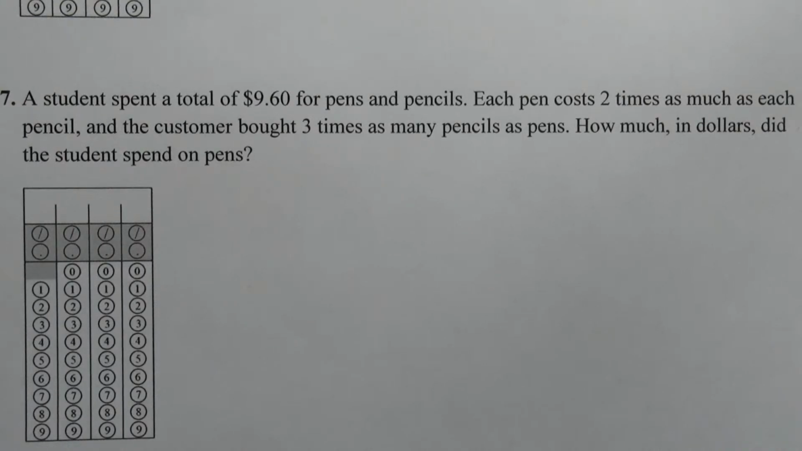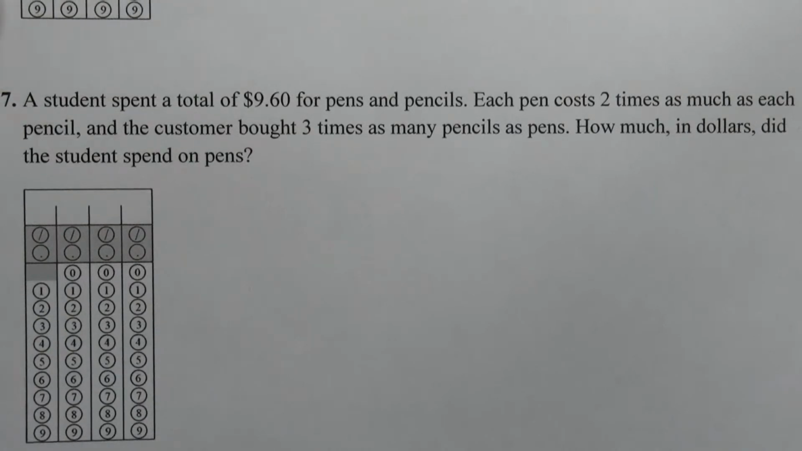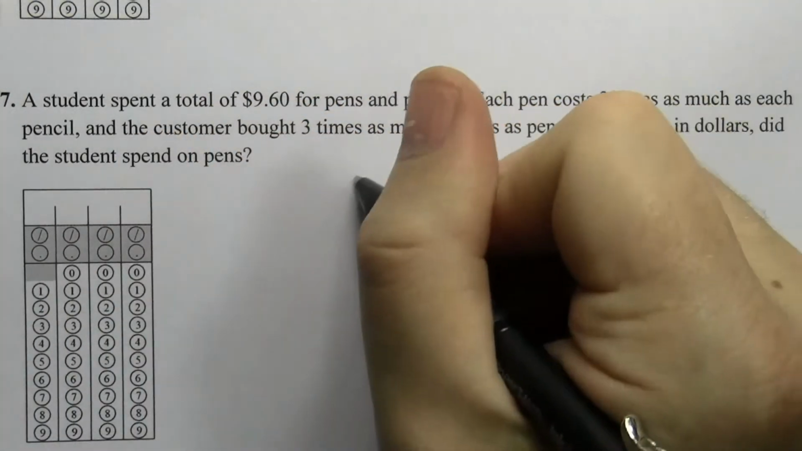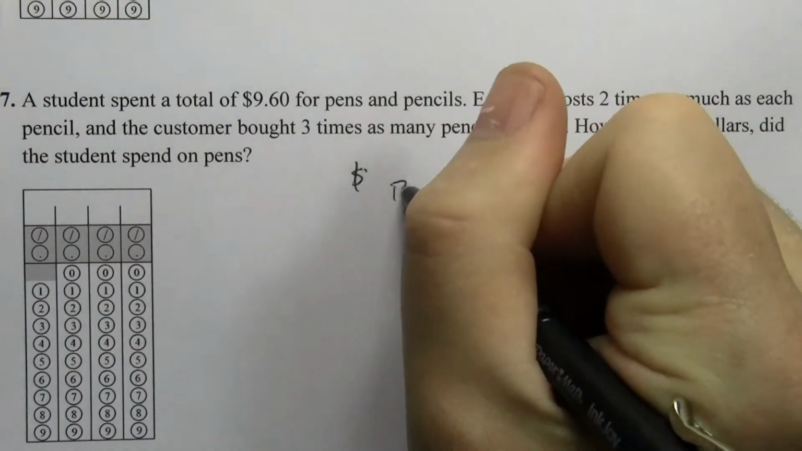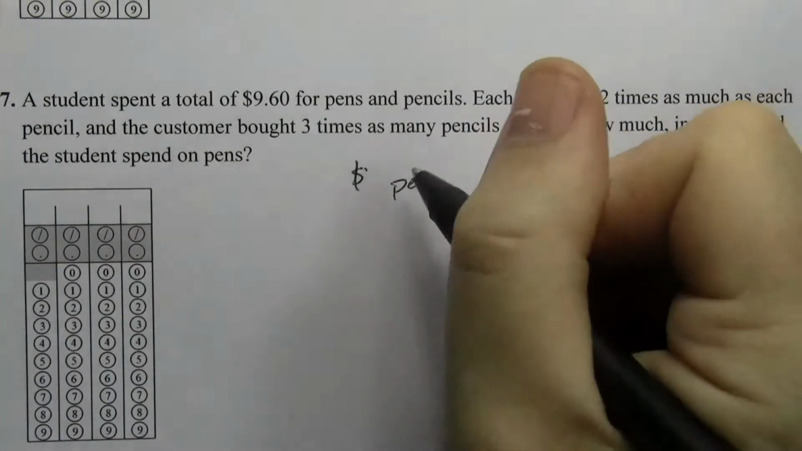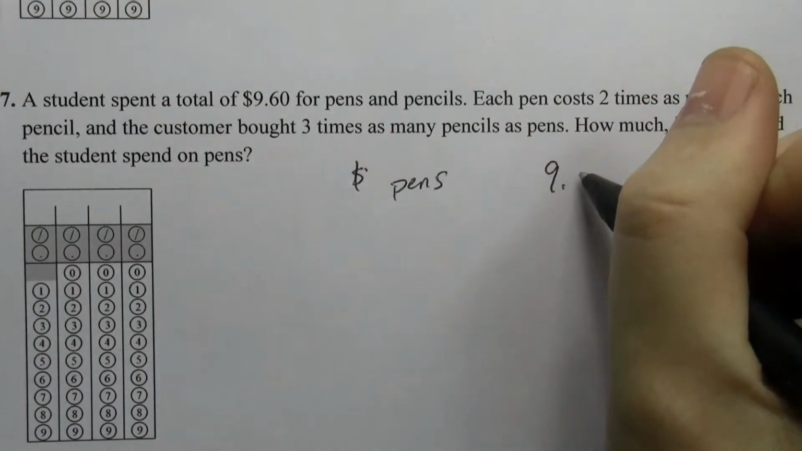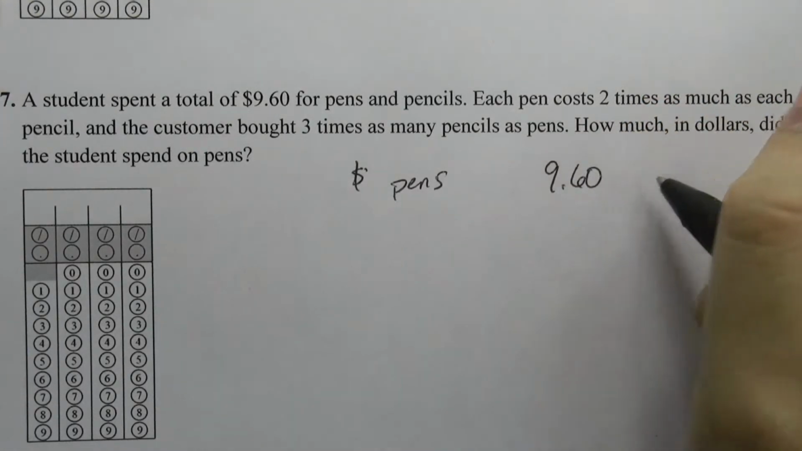Okay, so this one says, a student spent a total of $9.60 for pens and pencils. Each pen cost 2 times as much as each pencil, and the customer bought 3 times as many pencils as pens. How much in dollars did the student spend on pens? So the answer to this question is how much on pens, right? So dollars spent on pens. Now, we don't know that, right? But we don't know a lot about this question, right? The only thing we do know is that he spent a total of $9.60 on pens and pencils.